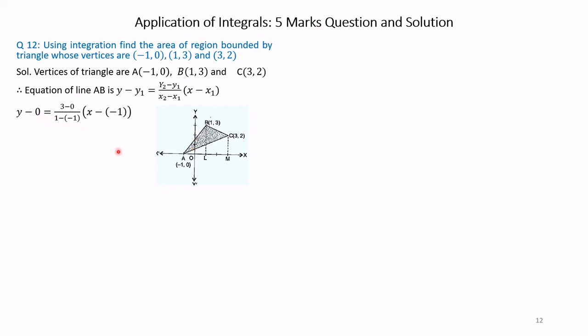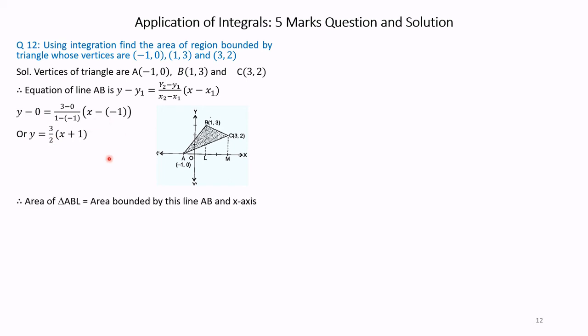So y minus 0 equals 3 minus 0, that is y2 minus y1, divided by x2, x2 is 1 minus of minus 1, into x minus minus of minus 1. See, x1 is minus 1 here. So simplifying, we get y equals 3 divided by 1 minus minus 1, which is 2. So y equals 3 by 2 into x plus 1.